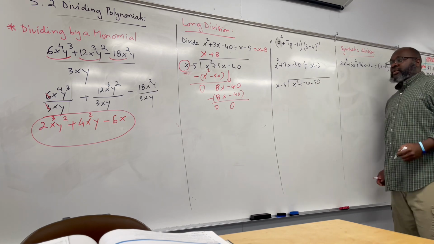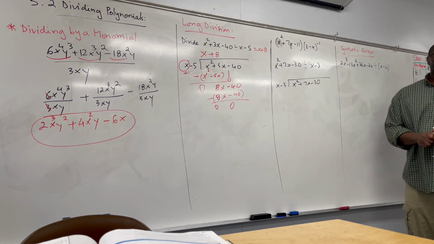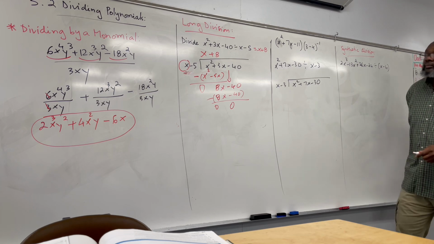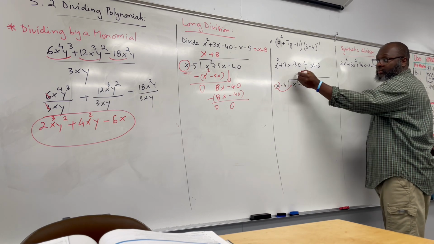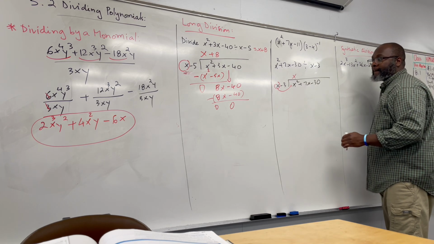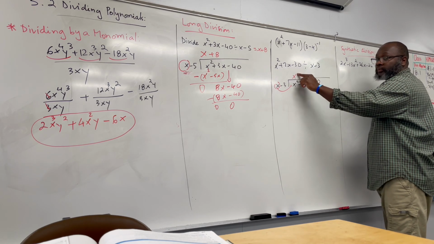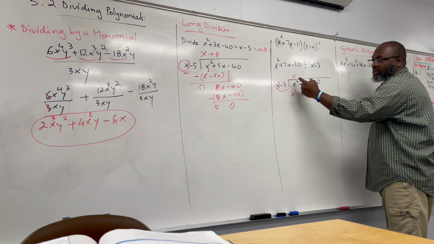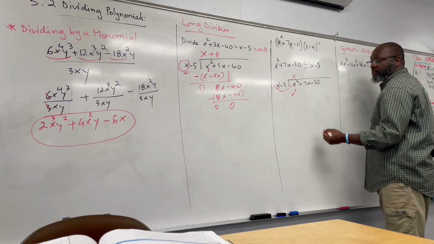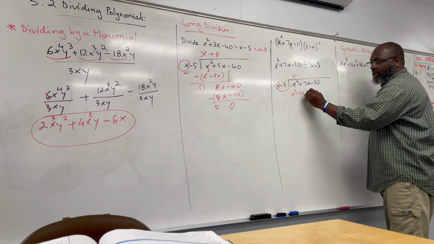So what do I do first? Somebody help me here. Okay. So you do the x. How many times does it go? Okay, so it goes 1 time. So that was x, okay, and then x times x is x squared. x times negative 3 is negative 3x. All right. And then we do what?